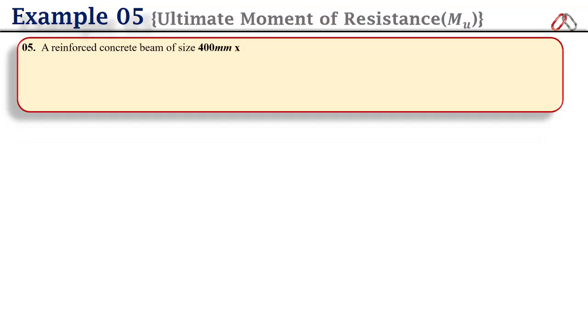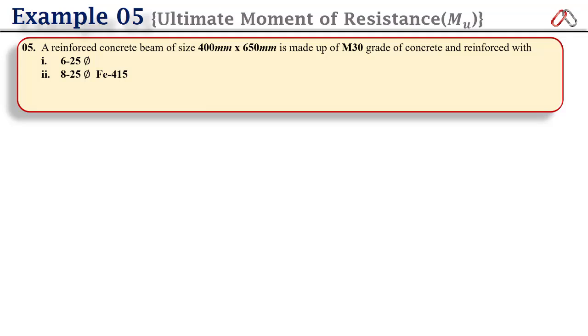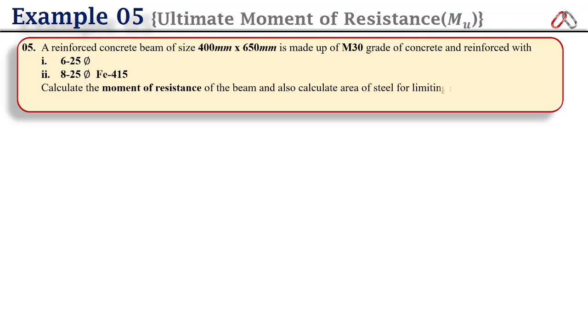A reinforced concrete beam of size 400 by 650 mm is made up of M30 grade of concrete and reinforced with, so there are two sections of this question. The first is 6 bars of 25 mm dia, and in the second section there are 8 bars of 25 mm dia, and the grade of steel in both sections is Fe415. You have to calculate the moment of resistance of the beam and also calculate the area of steel for the limiting section, and you can assume the effective cover of 50 mm.